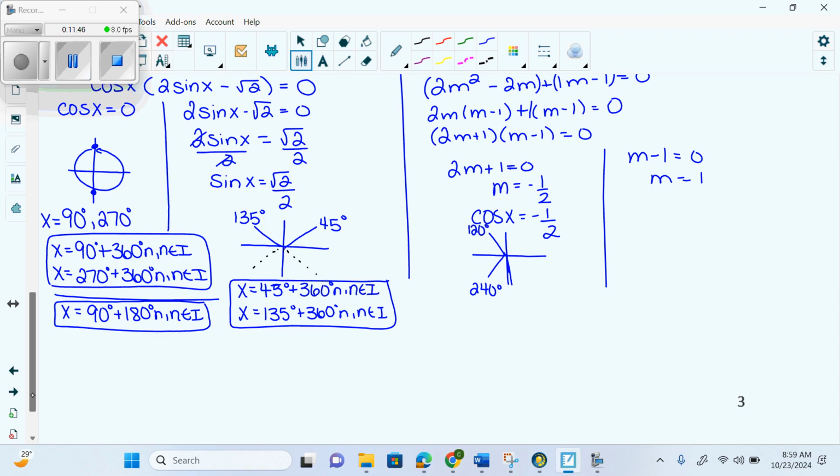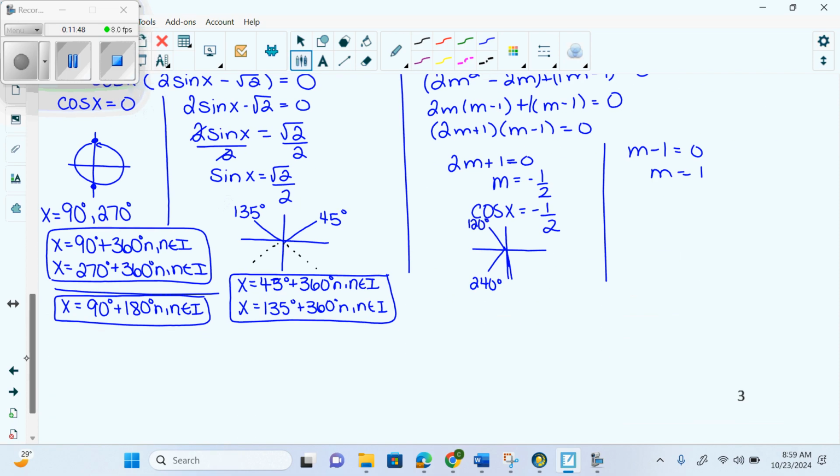So what was the variable that we had? x. So x equals 120 degrees. What do I have to do next? Plus 360 degrees n.